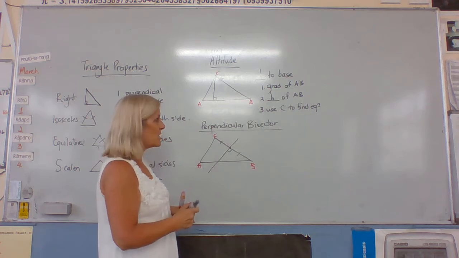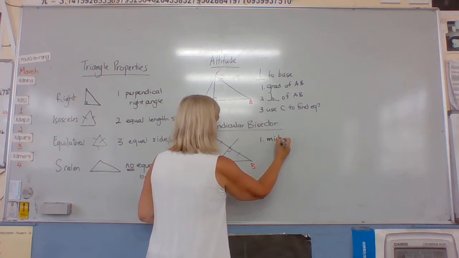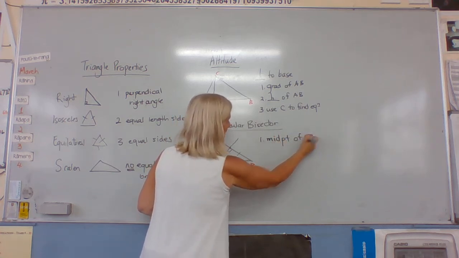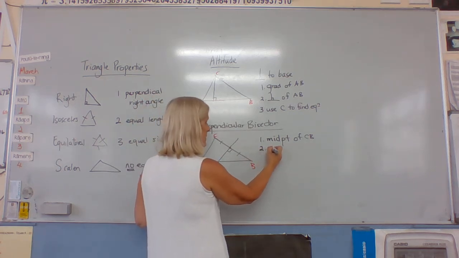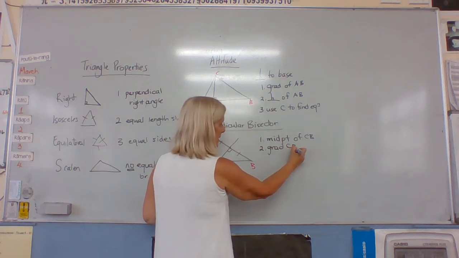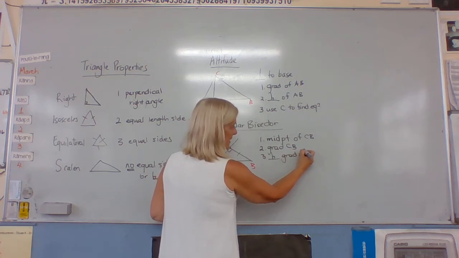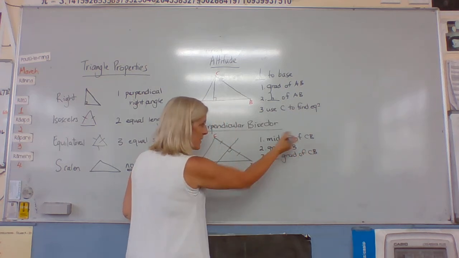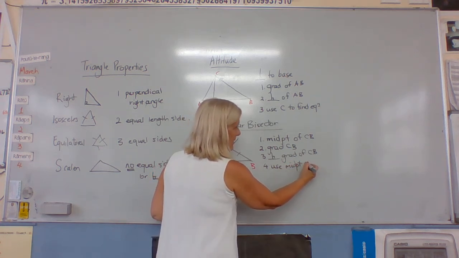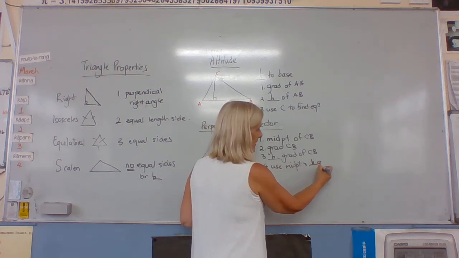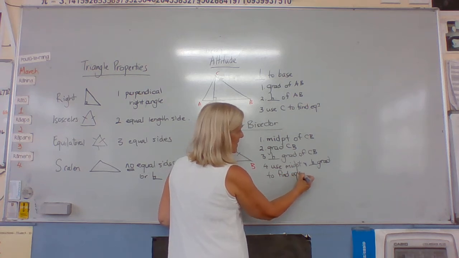So, stating what I just said, first thing to do, midpoint of CB. That gives me that point. Now I've got a point, I need gradients. So I need the gradient of CB. I need the perpendicular gradient of CB. And then I use the midpoint and the perpendicular gradient to find the equation. Right, so those are the steps.